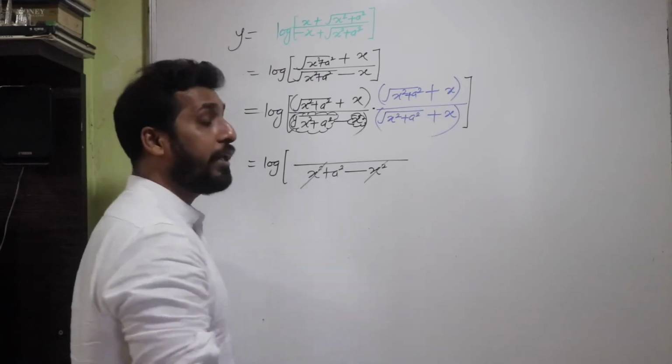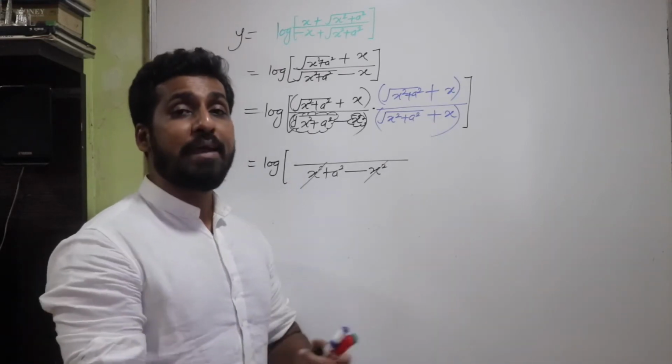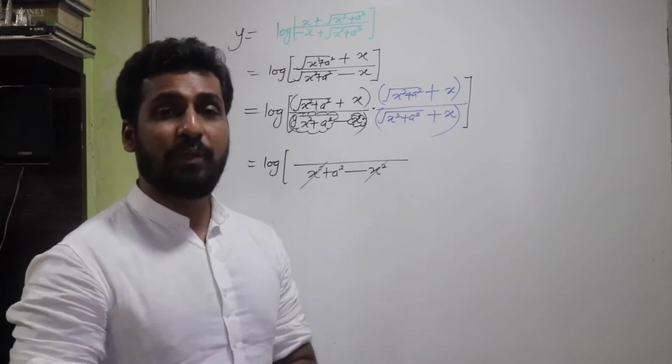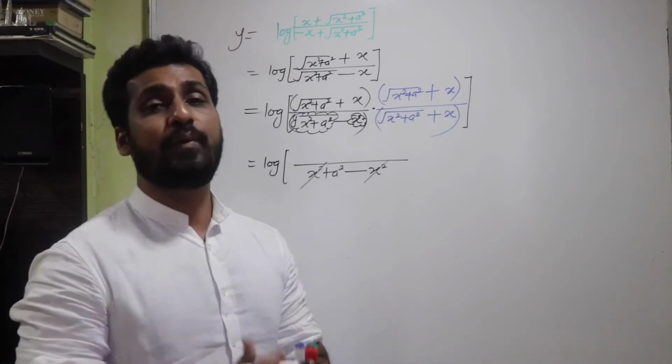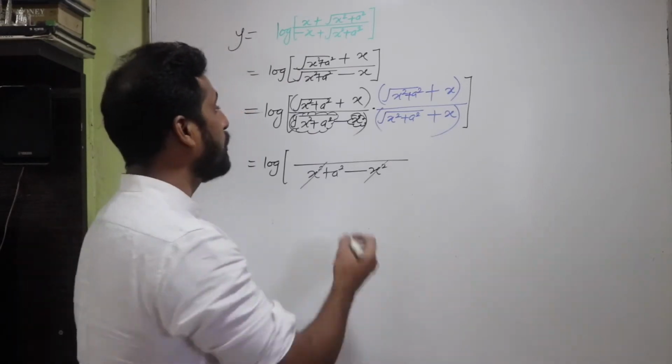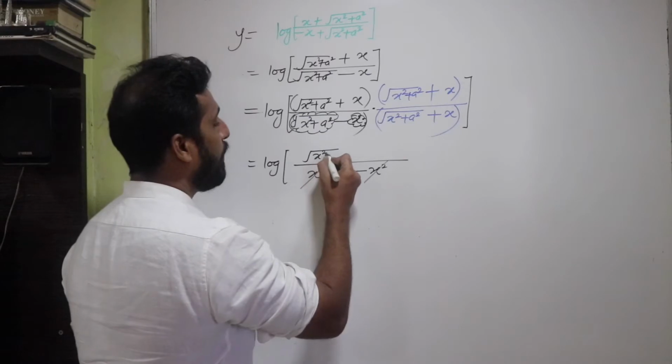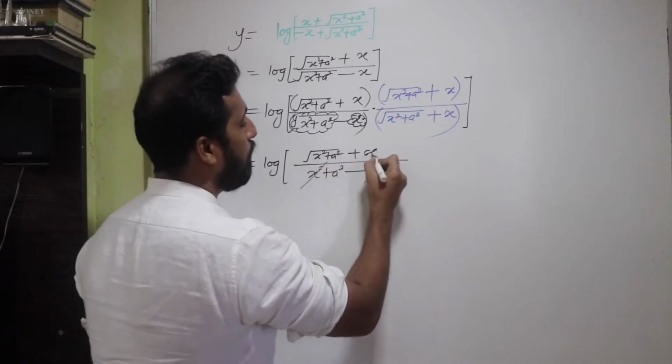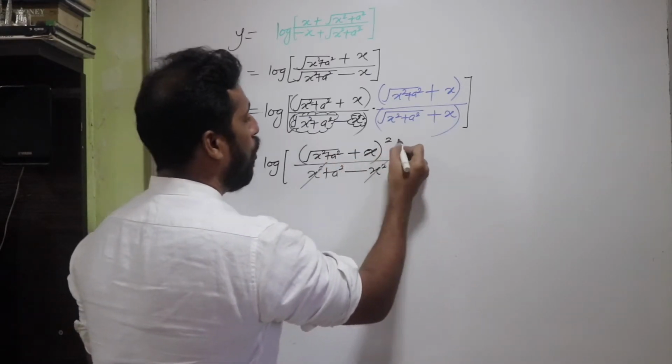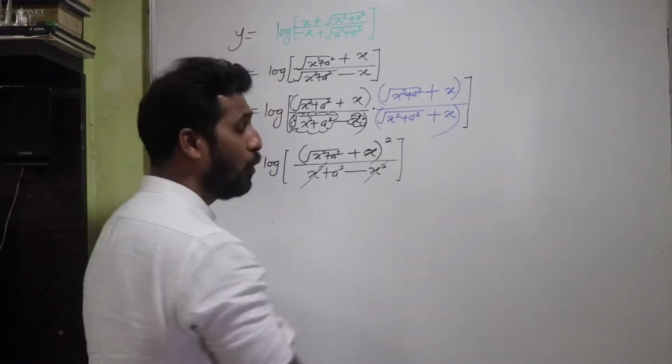In the numerator, if you observe, it is simply a plus b and a plus b. So a plus b when multiplied with a plus b gives me a plus b the whole square. So I'm going to write root of x square plus a square plus x the whole square, and you close the bracket.